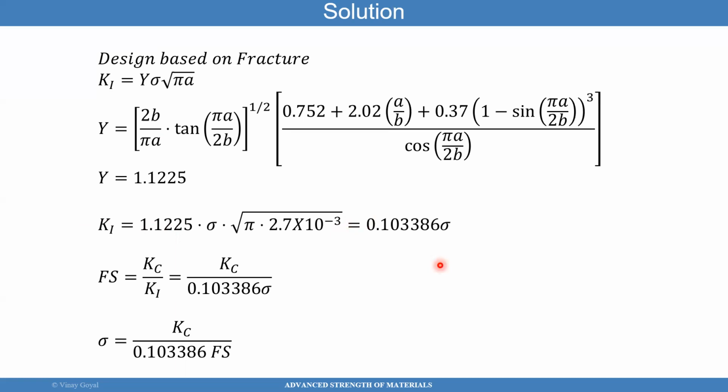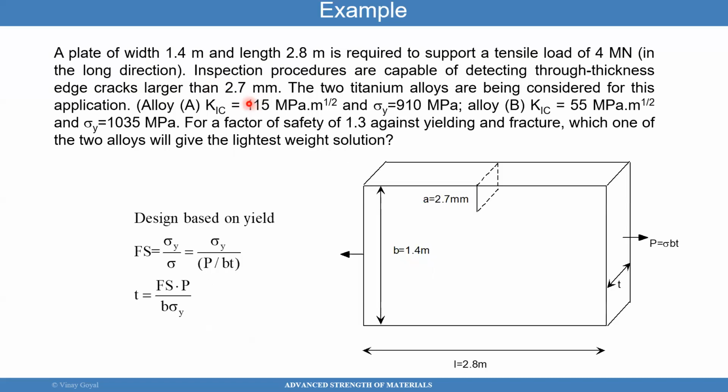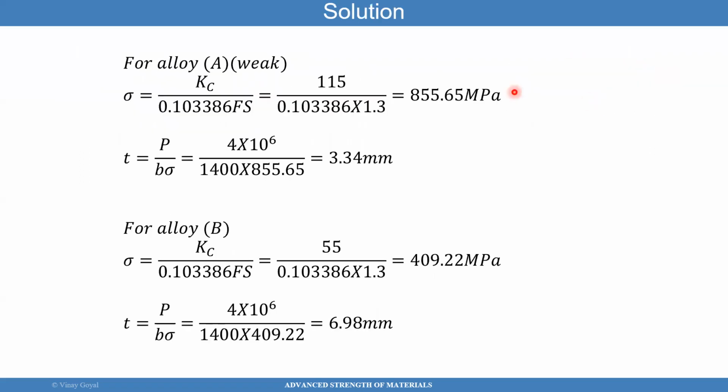You can then solve for Kc, which is when the crack propagates, and you solve for sigma, and then you get this equation here at the bottom. For alloy A and alloy B, the stress is equal to, they told us what the KC is for alloy A, it was 115, and for alloy B is 55. So I can plug that in. KC is 115, I get 885. That's the stress level at which cracking will occur.